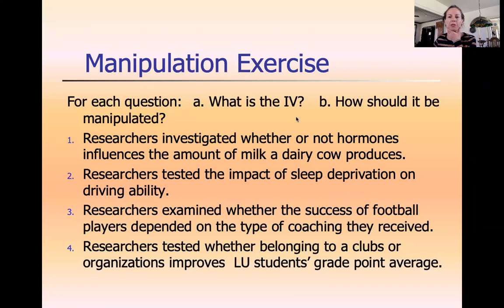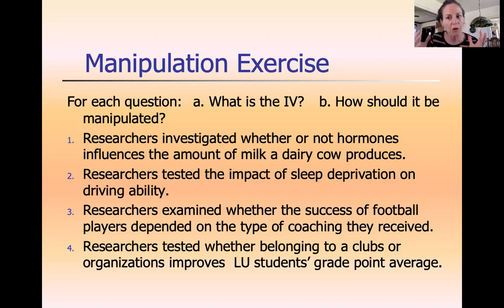Okay, I want to go through a little manipulation exercise, and we'll go through these. And again, if you can do it on your own, do it on your own. Stop it and see what happens there. So for each question, what is the independent variable and how should it be manipulated? So researchers investigated whether or not hormones influences the amount of milk a dairy cow produces. Well, if hormones are causing milk production, right? Then the cause is going this way. The independent variable is the cause and the dependent variable is the effect. Therefore, the independent variable is the hormones.